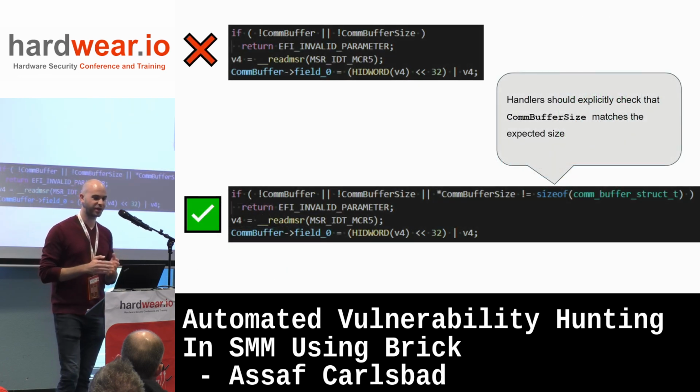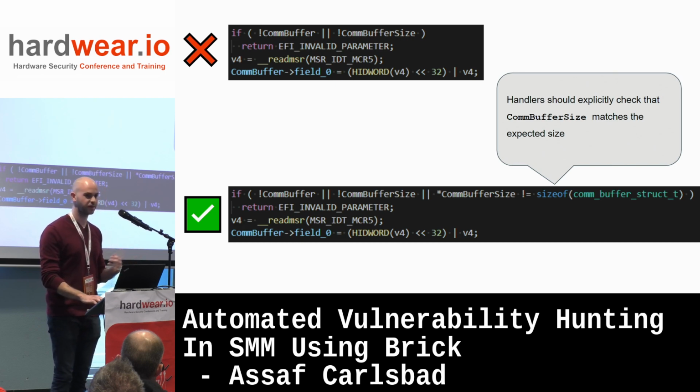So the mitigation for this is pretty simple. Basically, the handler should always explicitly check the size of the communication buffer and not make any implicit assumptions about it. If the actual size differs from the expected size, the handler should just bail out without doing anything.